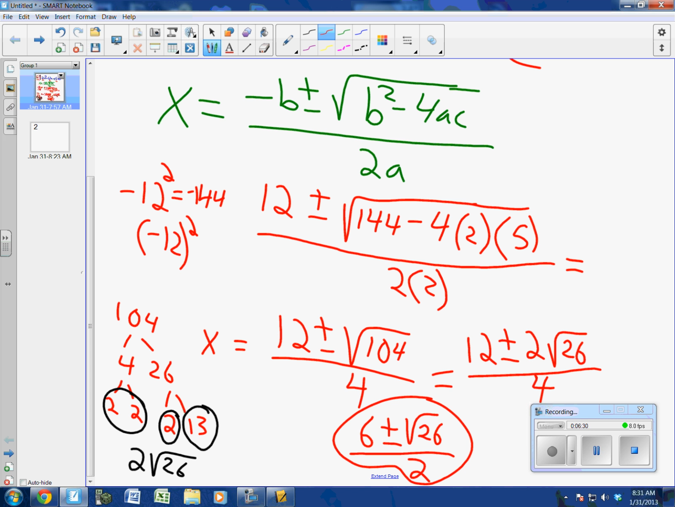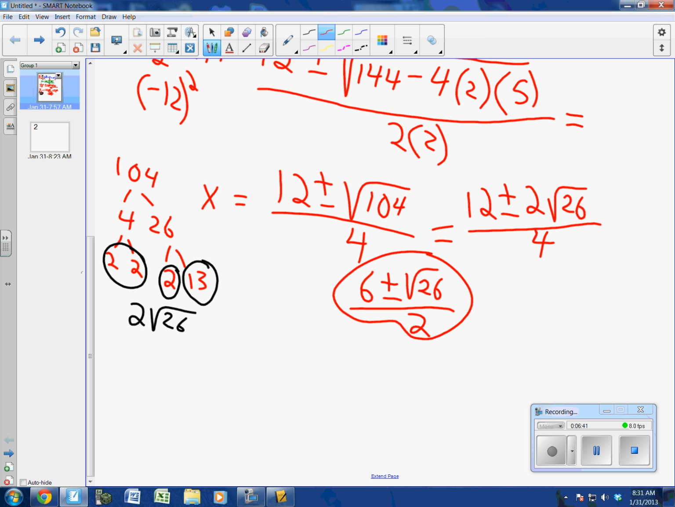You divide 2 into all 3 of these numbers right here. Because it was simplified. If I did it the other way, let me show you. I could have factored a 2 out of the top. That would have factored to be 6 plus or minus the square root of 26, right? And then the bottom can break down to the 2 times 2. And this 2 will cancel that one. You end up with 6 plus or minus the square root of 26 over 2. Does that make sense?